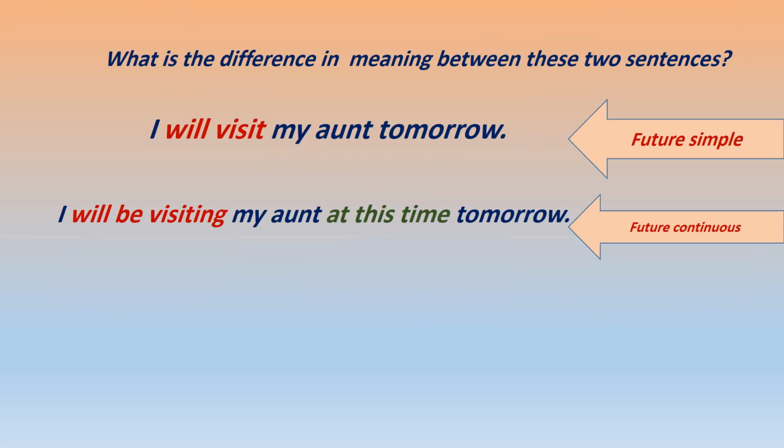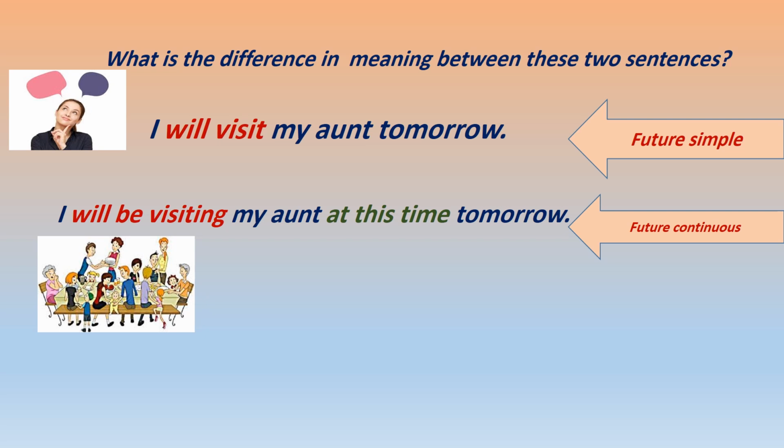What's the difference in meaning between these two sentences؟ ما هو الاختلاف بالمعنى بين هاتين الجملتين؟ I will visit my aunt tomorrow. I will be visiting my aunt at this time tomorrow. The first sentence is a future simple tense وهي تعني أنا سوف أزور عمتي غدا. The second sentence, I will be visiting my aunt at this time tomorrow. أنا سوف أكون في زيارة لعمتي في مثل ذلك الوقت، أي أن الوقت محدد غدا. سوف أكون في زيارة لعمتي أي أن الحدث مستمر في المستقبل. This is the future continuous tense.